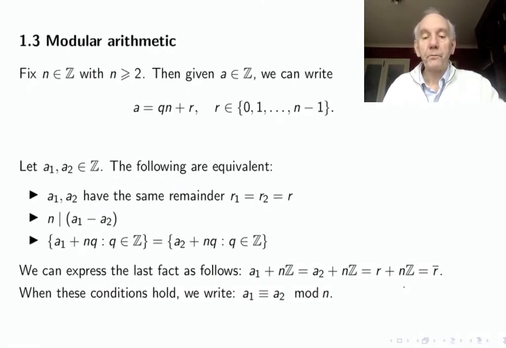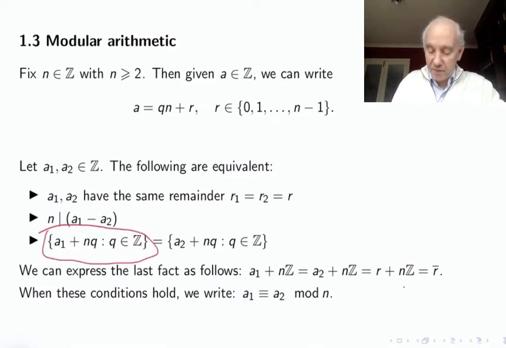Now, you see, I can also use this abbreviated notation. Instead of writing out this set here, where q is in Z, it's much easier just to write that set in this abbreviated notation, which simply means here we have an infinite set. So what this means is that we've just taken a1 plus any multiple of n.